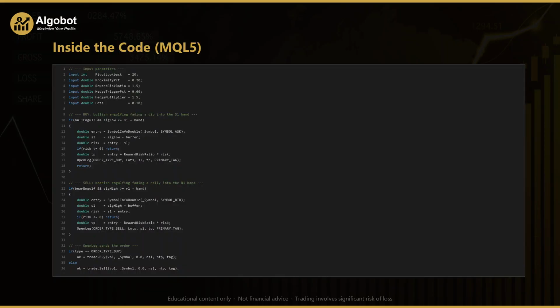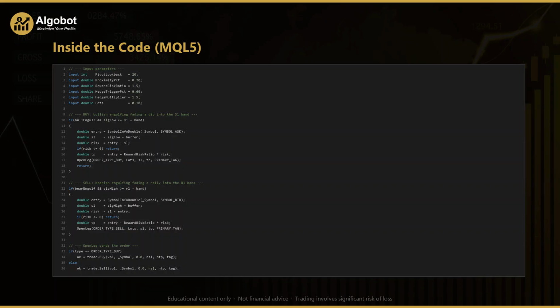Let's read through the MQL5 on screen, just as you would inside MetaTrader. At the top are the input parameters. PivotLookback sets how many bars build the pivots. ProximityPct controls the band around each level. Reward-risk ratio scales the take-profit relative to the risk. HedgeTriggerPct and hedge multiplier govern the hedge leg, and lots is the base trade size. These are the dials you can adjust in the strategy tester.